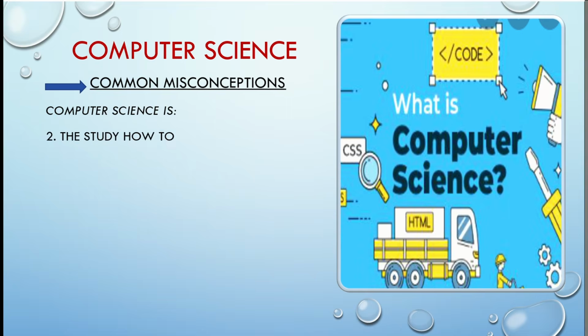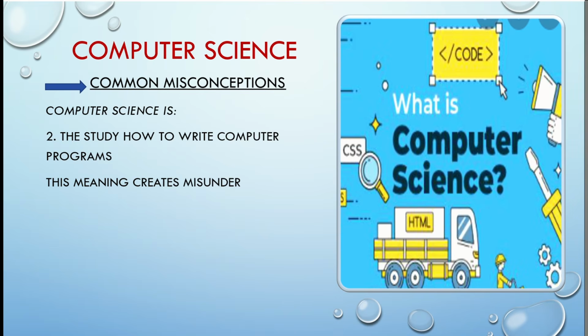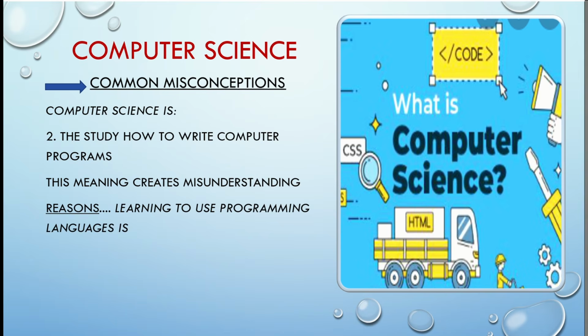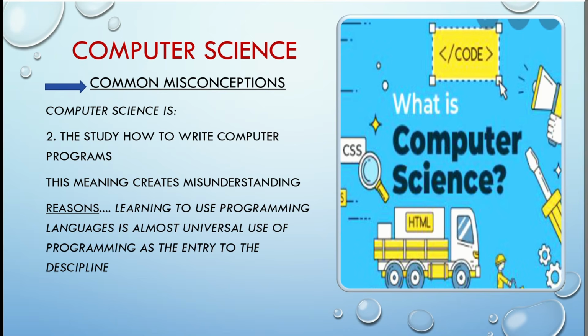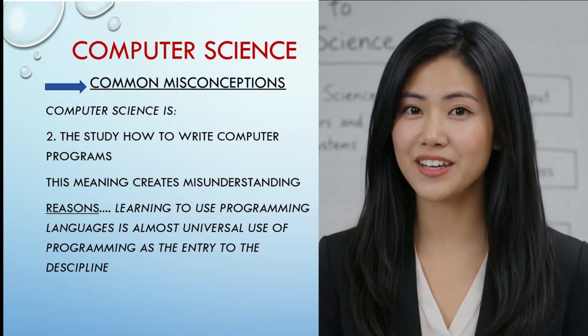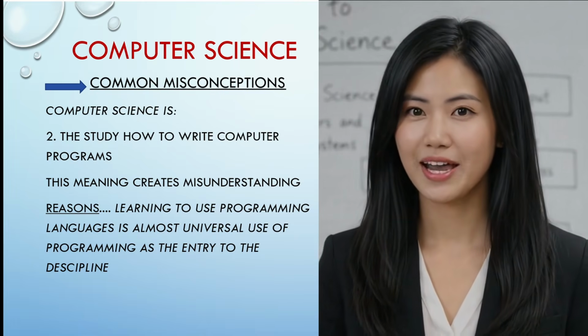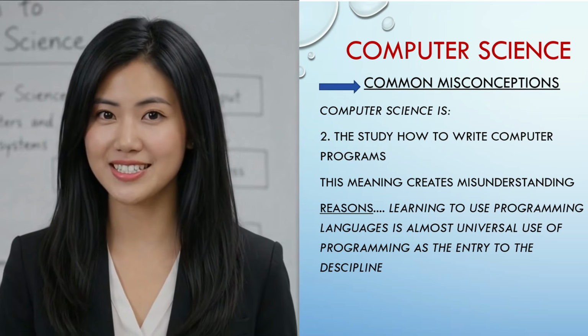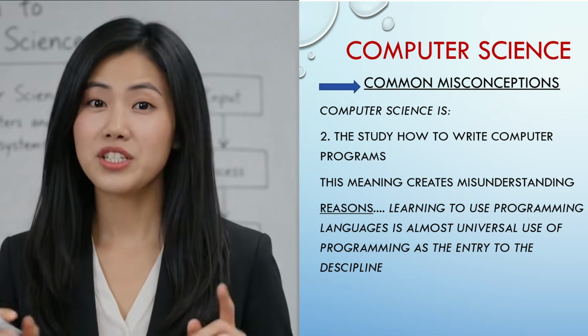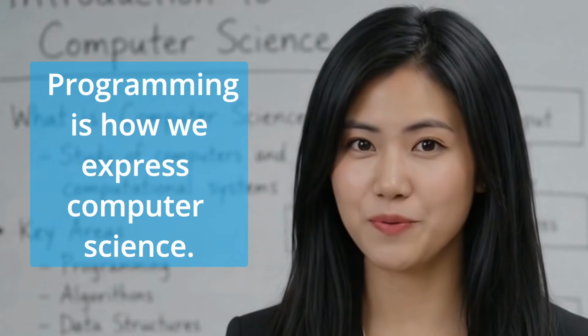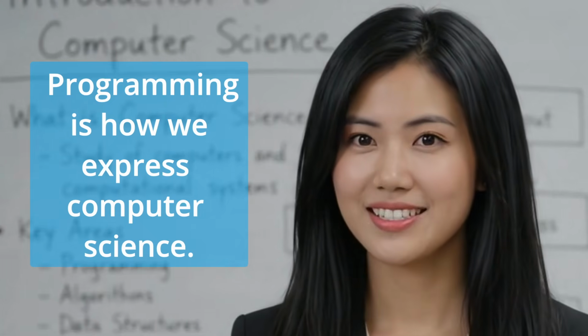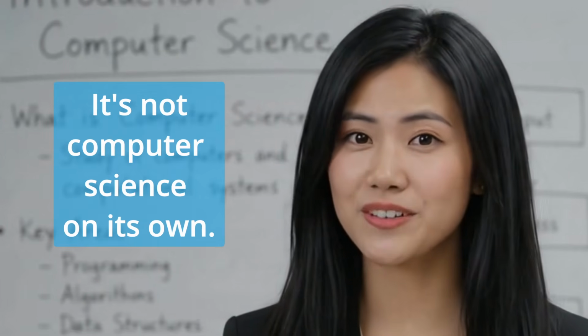Misconception number 2. Computer science is the study of how to write computer programs. This one trips up a lot of beginners, because programming is usually your first hands-on experience with the field. So it feels like the whole thing, but programming is really just the entry point, the doorway into the discipline, not the discipline itself. Think of it like this. Learning grammar and vocabulary doesn't make you a novelist. It's a necessary skill, but it's a tool for expressing much deeper ideas: algorithm design, problem solving, computational thinking. Programming is how we express computer science. It's not computer science on its own.